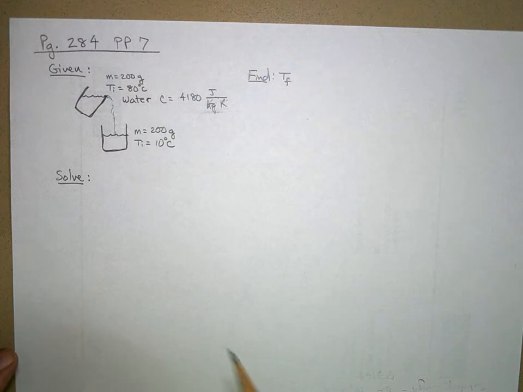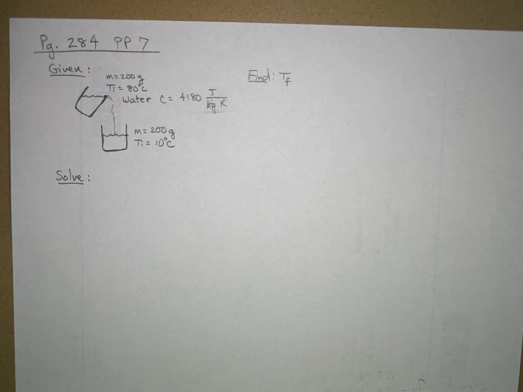Do practice problem number 7 on page 284. Let me read the problem. A 200-gram sample of water at 80 degrees Celsius is mixed with 200 grams of water at 10 degrees Celsius. Assume no heat loss to the surroundings. What is the final temperature of the mixture?